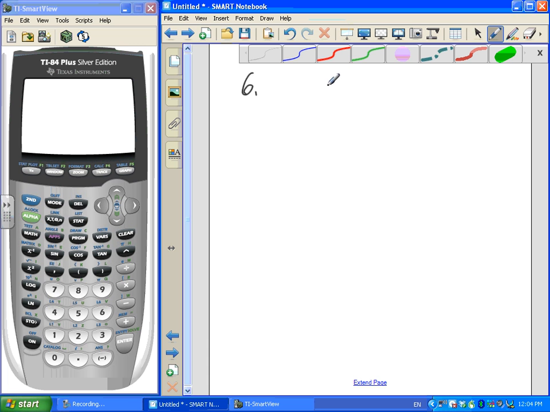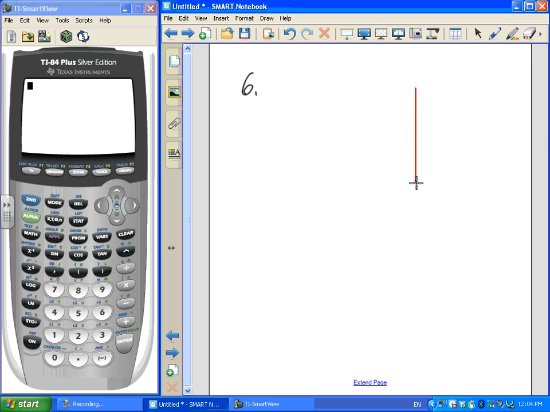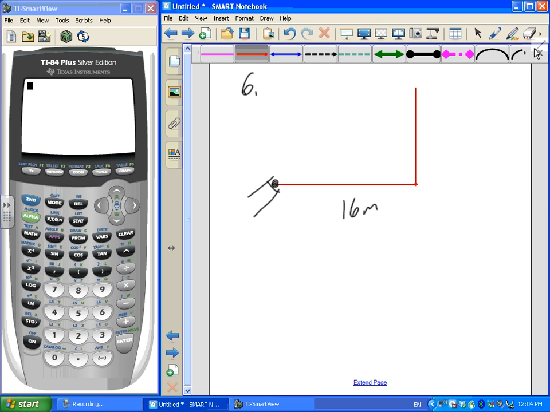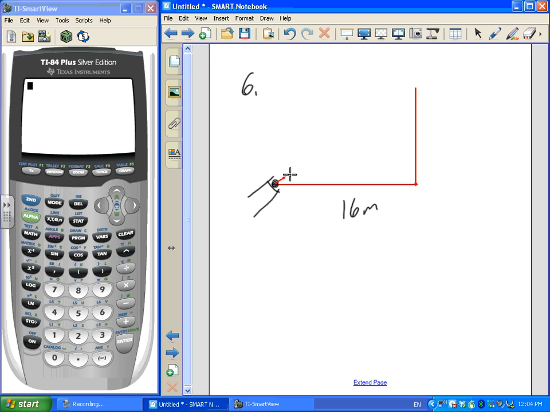Okay, question 6. A laser light is placed 16 meters from the base of a wall. So we got some wall, and our laser light is 16 meters away. Hey, exact same measurement. Look at that. Here's our laser. It says the laser shines up the wall to a point that is 7 meters up from the ground. So let's say it goes up like that to the wall. Remember, our wall can be as tall as we like. And it hits the wall at 7 meters above the ground.